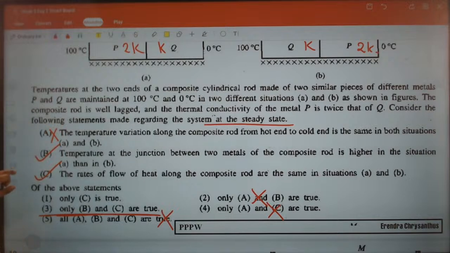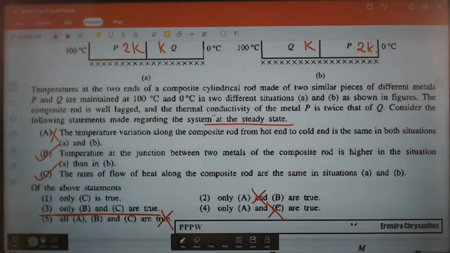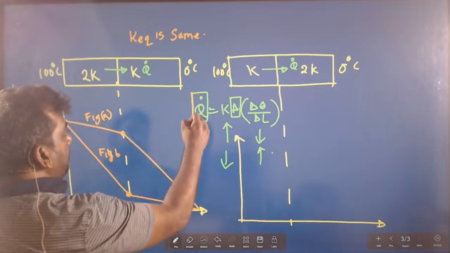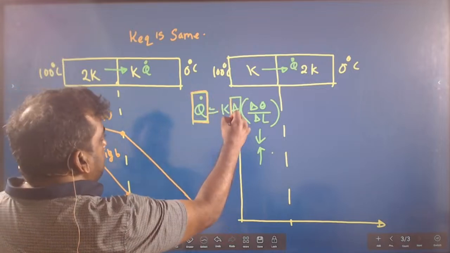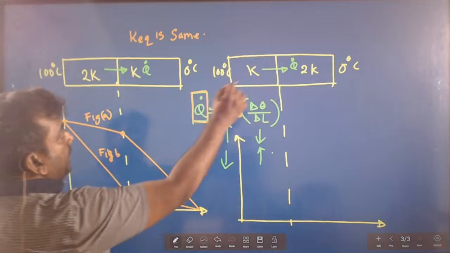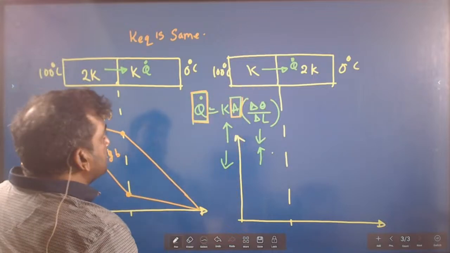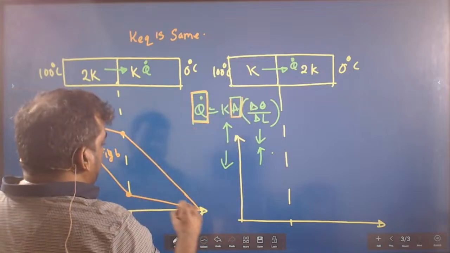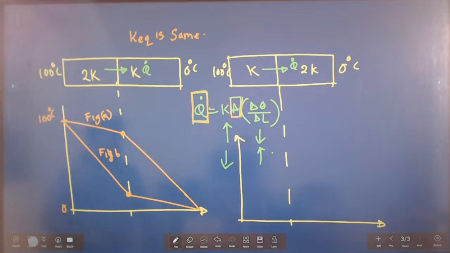You can write this on the board. So here Q dot is same, A is same, K large, gradient is less. K small, gradient is large. Here K small, gradient is large. K large, gradient is less. So the correct answer there is B and C both correct.